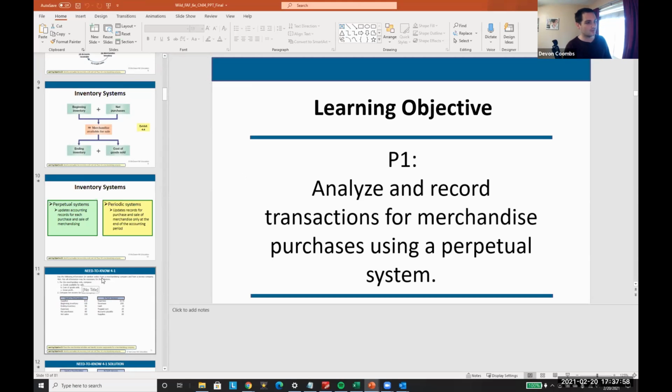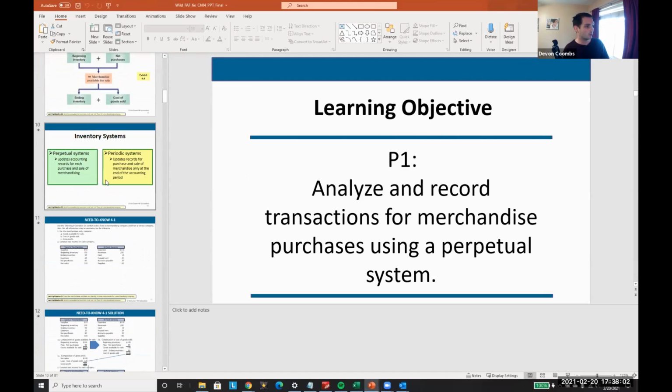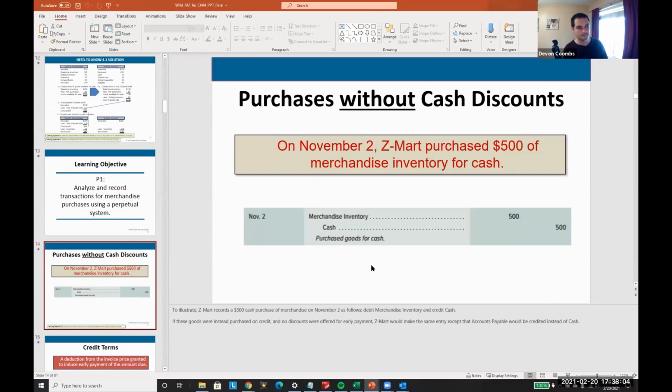Analyze and record transaction for merchandise purchase using the perpetual system. And so we're going to go through what the perpetual system looks like. And so there's these issues of cash discounts. We're going to first assess without cash discounts, but many times companies will give you a discount if you pay with cash up front. And we'll talk about how to account for that soon.